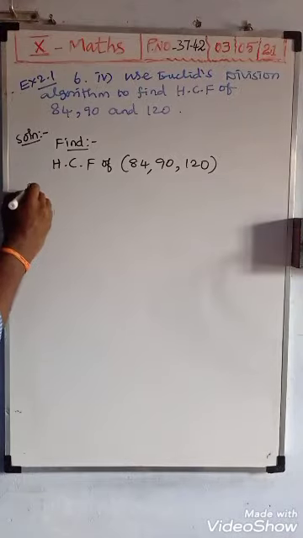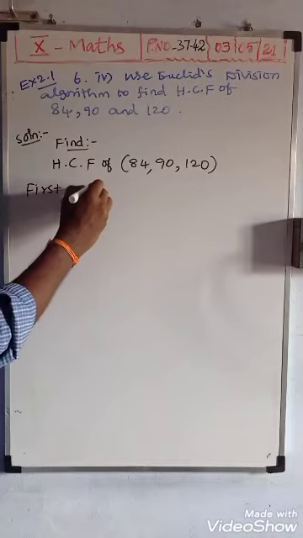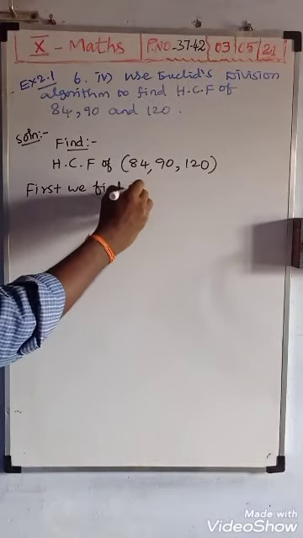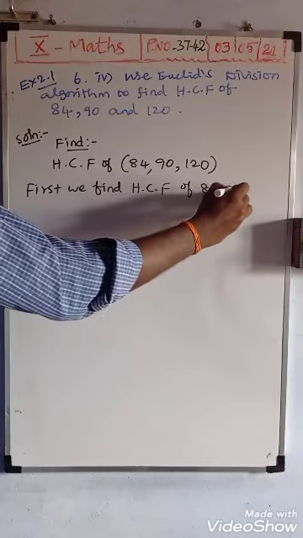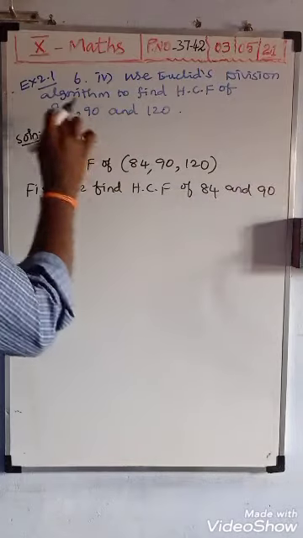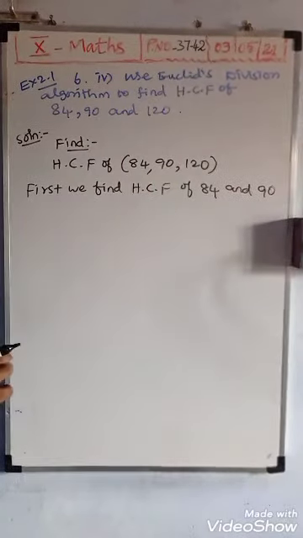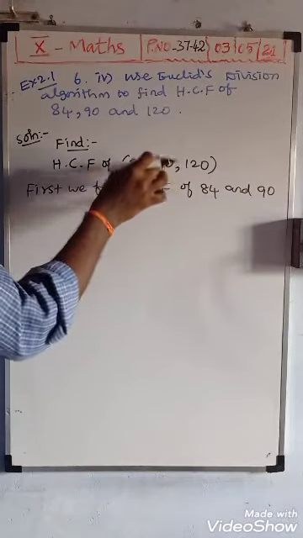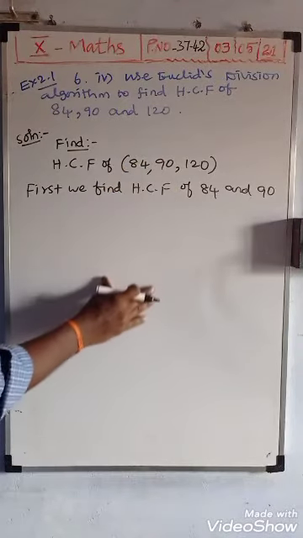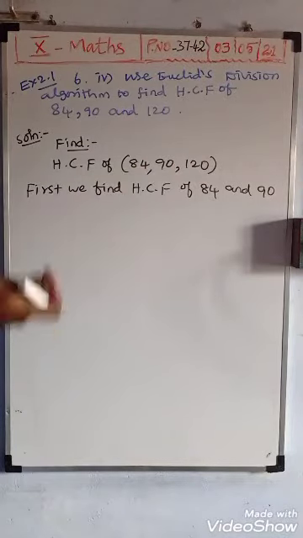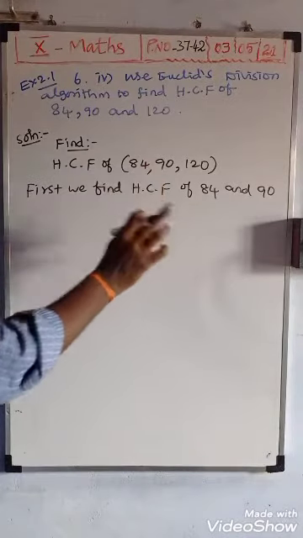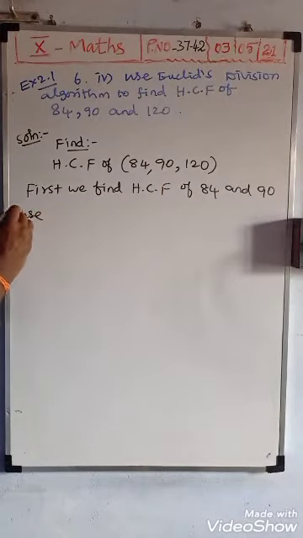Any two numbers, first you want to find the HCF. Okay. So first we find the HCF of 84 and 90. After getting that answer, you should compare it with 120 and find the HCF one more time. At last, whichever HCF you get, that is the answer. So first we find the HCF of these two numbers.